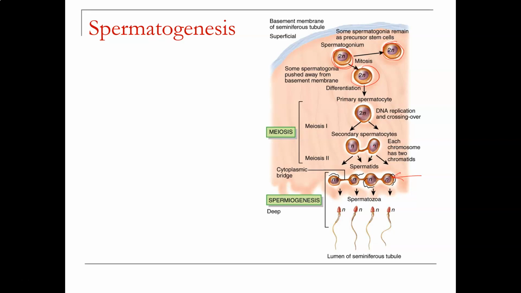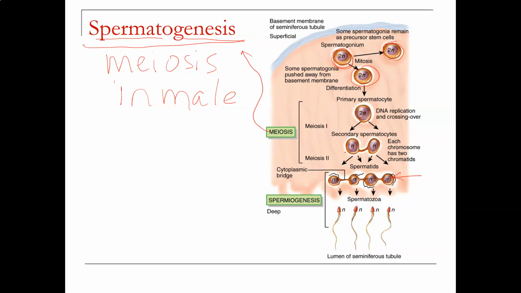Okay, so that process of meiosis, the fancy name for it in males is spermatogenesis. So spermatogenesis is meiosis in the male. Genesis means creation, spermato means sperm. Creation of sperm through meiosis. Okay, so meiosis or spermatogenesis occurs once again in the seminiferous tubule.